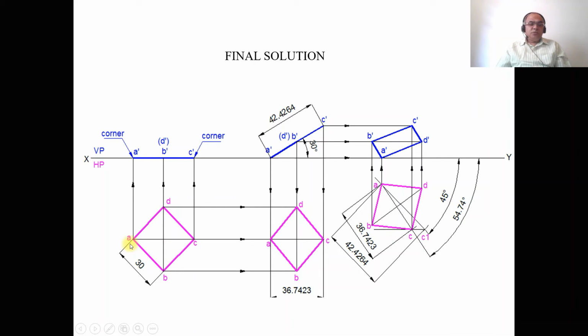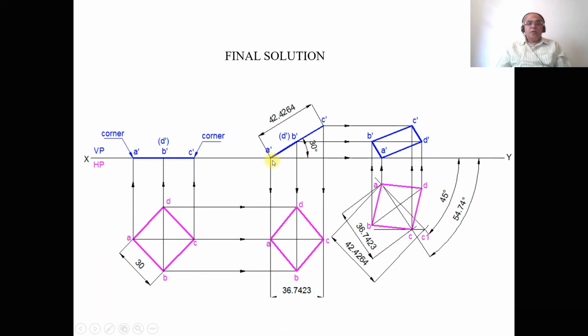Then join, as we joined A to B and B to C, join between A dash, B dash, and C dash; both are going to be dotted lines, because A dash B dash, visible to visible is visible, and B dash to C dash, visible to visible is visible. So this is also a corner, and this is also a corner.